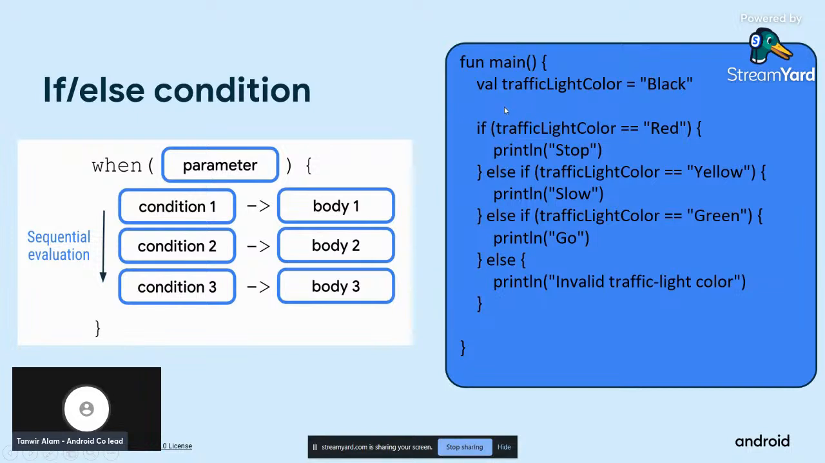For example, in this code, we have assigned black to a variable traffic light color, and we are checking if traffic light color is equal to red, then we will print stop. Then we check if it is equal to yellow, we will print slow. And if it is equal to green, we will print go. And if none of these conditions is satisfied, we will print the default, which is invalid traffic light color. So what do you think will be the output for this code?